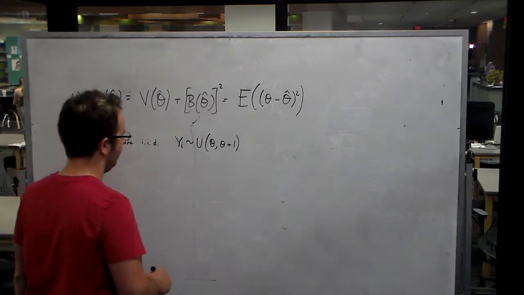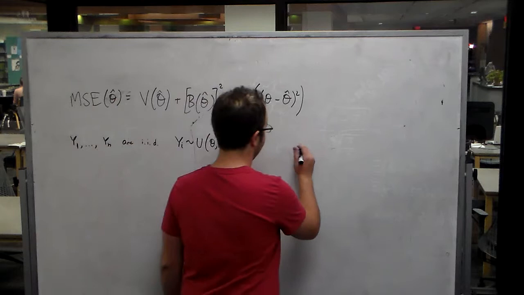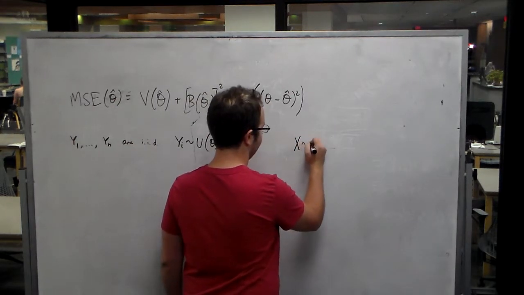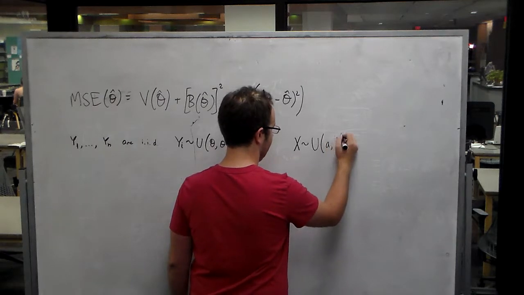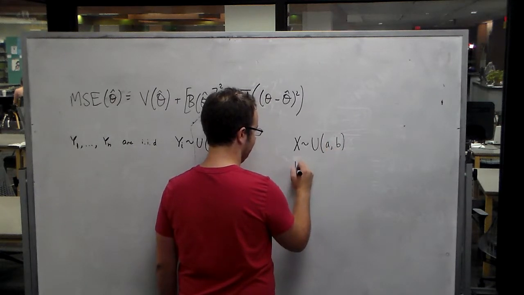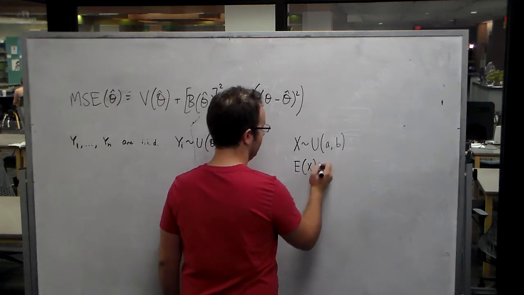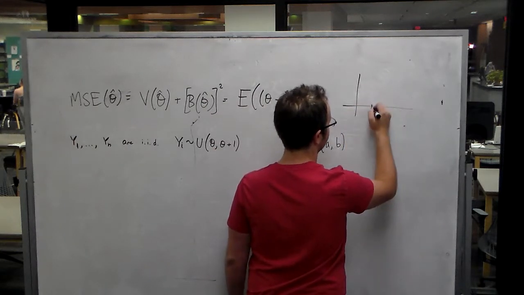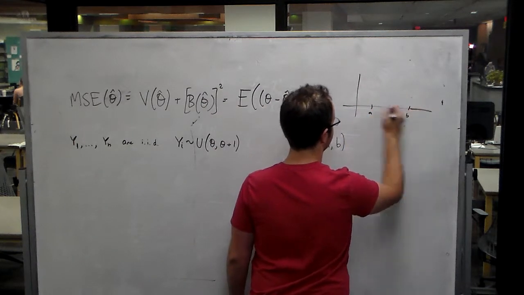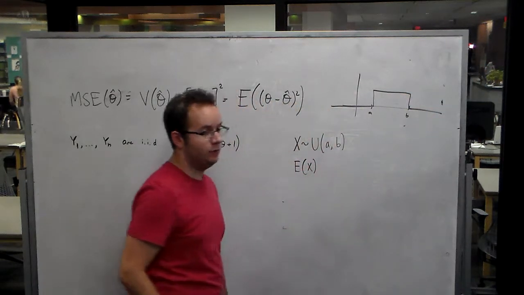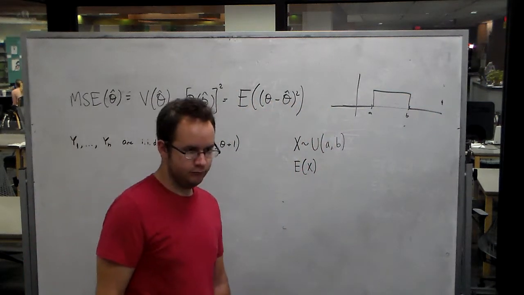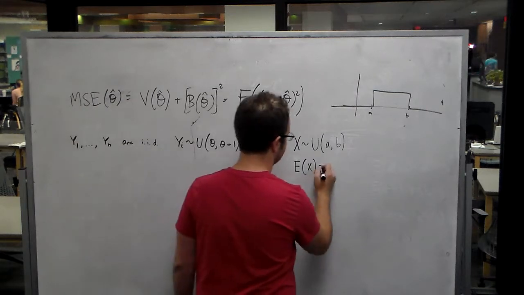You might want to know, if I give you a random variable X that is uniformly distributed on a comma b, what's the mean? What's the expected value of X? The uniform distribution looks like this, a, b. Where's the mean? Right in the middle. A plus b over 2.